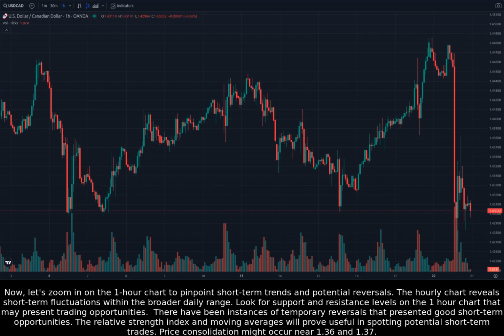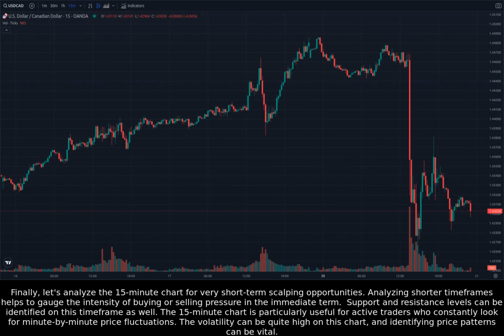There have been instances of temporary reversals that presented good short-term opportunities. The relative strength index and moving averages will prove useful in spotting potential short-term trades. Price consolidation might occur near 1.36 and 1.37.